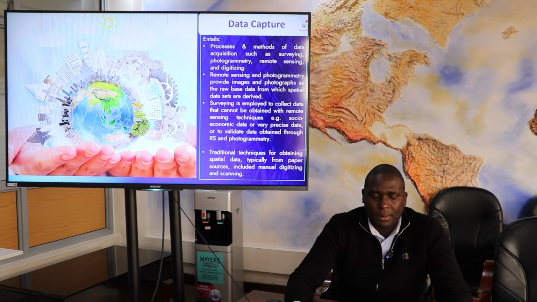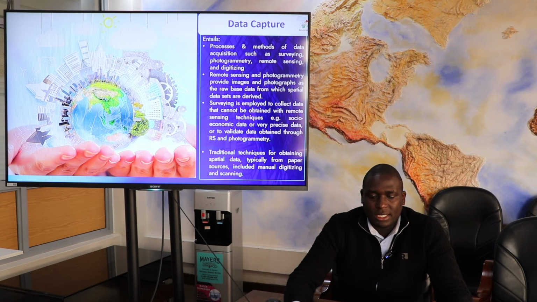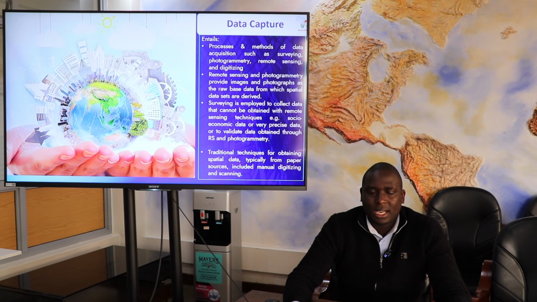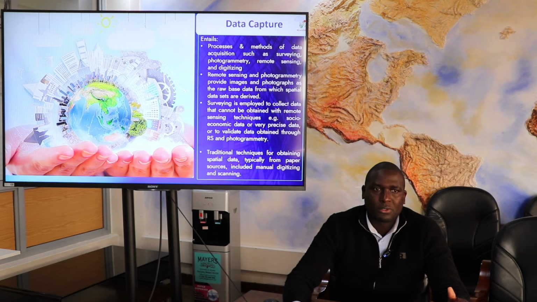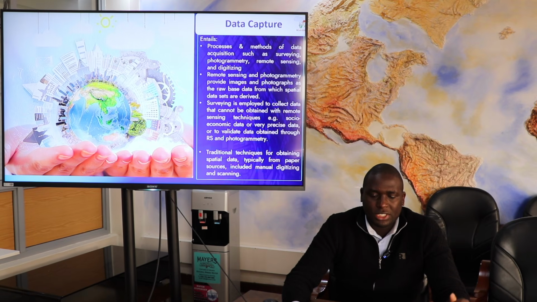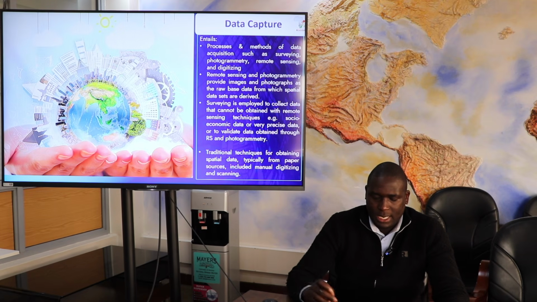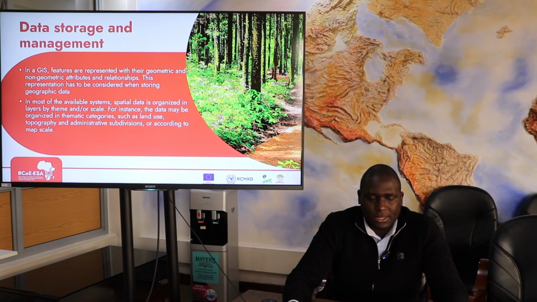We also have another method of data capture, what we call digitizing. Digitizing as a method of data capture involves capturing features from analog data sources. And it has various steps. For example, if you have a hard copy map, first you have to scan the map, and then you can georeference it, and then you can digitize information from it. We can go to the second function, data storage and management.